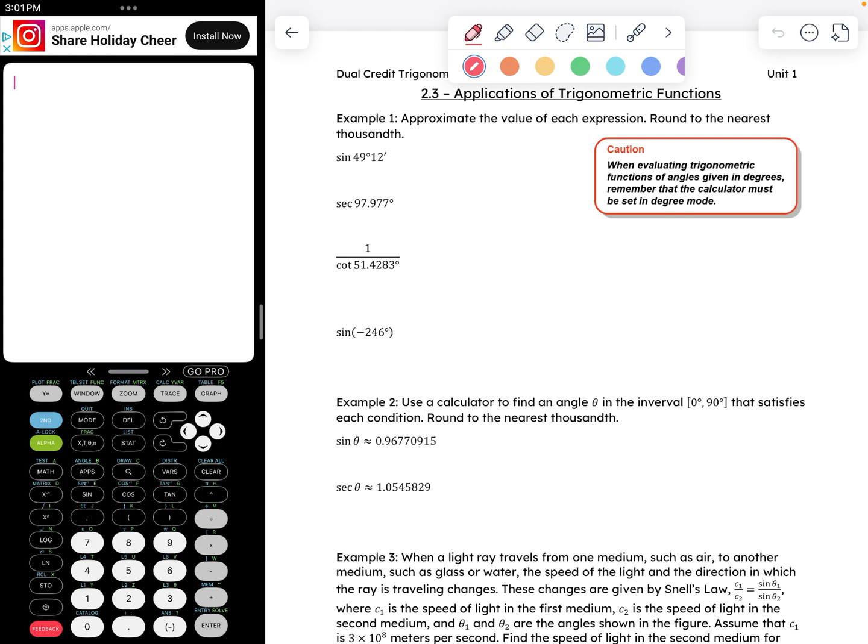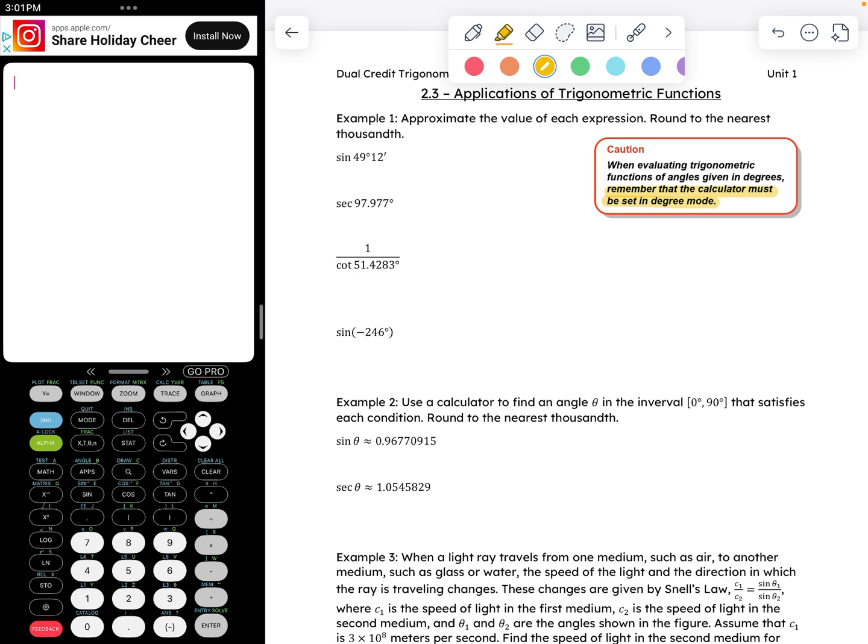Because when we talk about applications of our trig functions, remember a lot of applications are not going to have nice, pretty whole number answers. So remember, when you are plugging things into your calculator, you need to make sure that you are in the correct mode. So that's what our caution box is over here. It says, remember that the calculator must be set in degree mode.